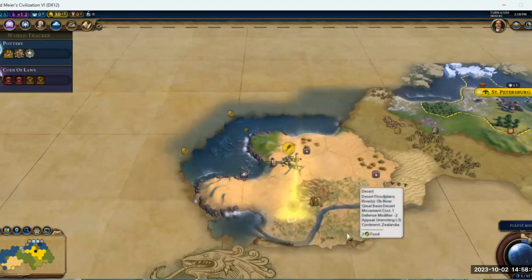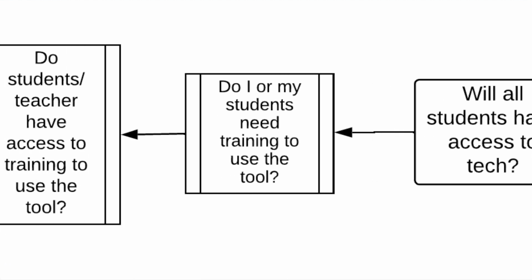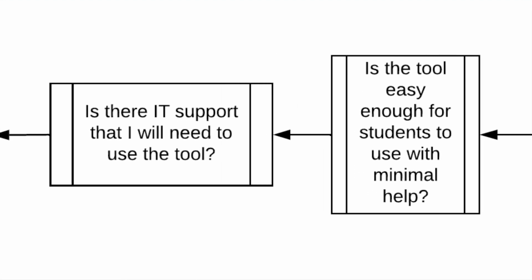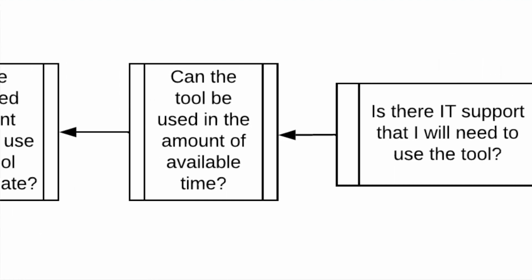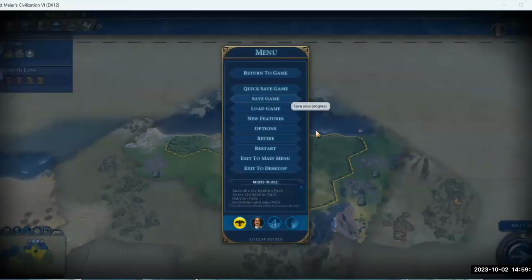And then next we have, do I or my students need training to use the tool? This is always a big challenge with tech. Not everything's super easy to use. Sometimes the directions are terrible. Part of the reason that I am less concerned about this is I've been playing as Peter here. I'm going to save my game, and I'm going to go ahead and exit to the main menu because I want to illustrate how Civilization offers training to students who are playing it and teachers. Maybe you're trying to do this with multiple teachers, not just one.